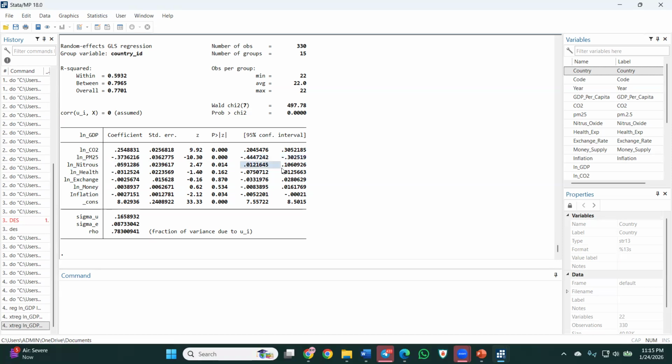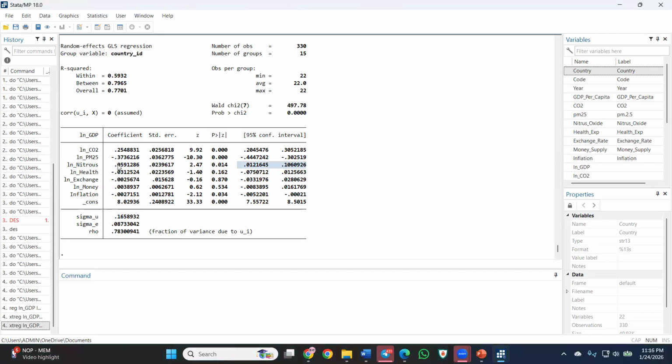Looking at the nitrous oxide, the first value is 0.01212 and the other is 0.106, both positive. Moving from 0.01 to 0.106, there's no zero in between.